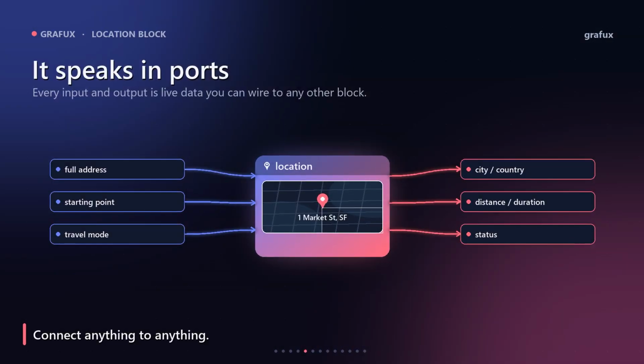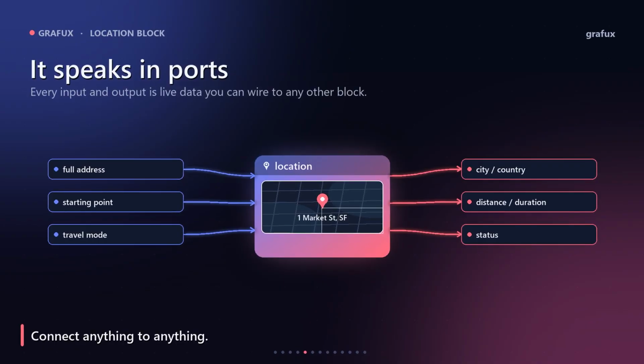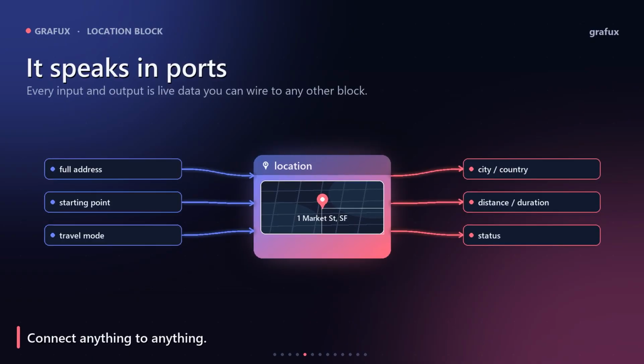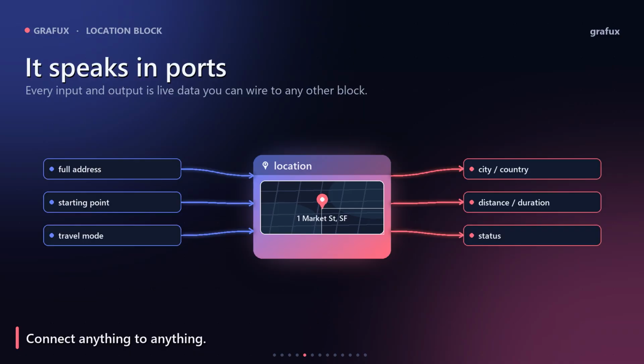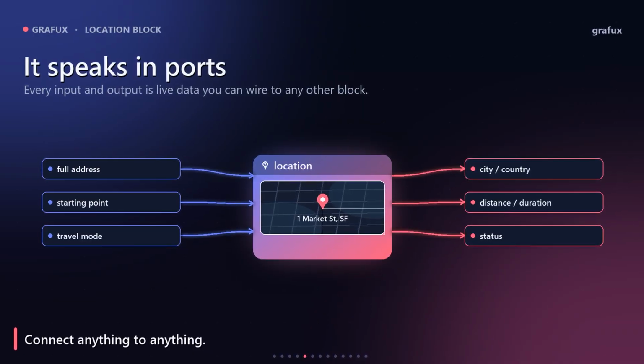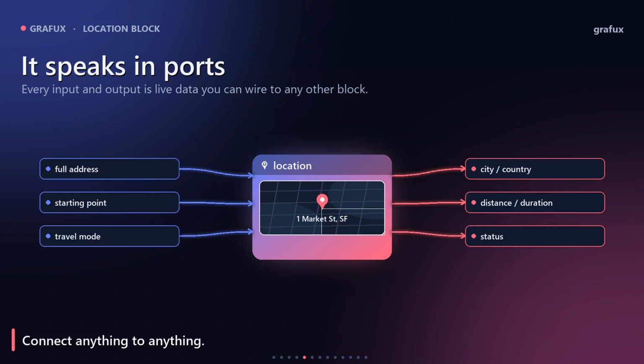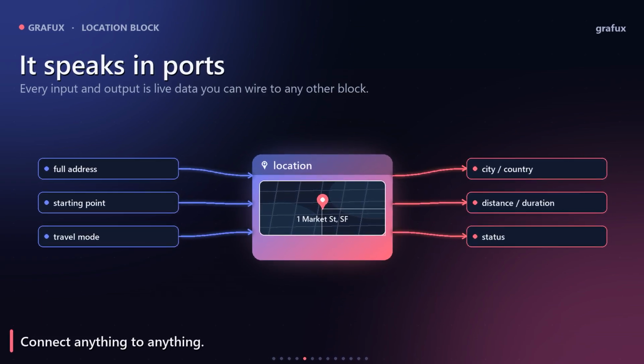Now, every block in Grafux speaks in ports. The location block takes in full address, starting point, and travel mode, and gives you back city/country, distance/duration, and status. And here's the magic. Every one of those is live data. Connect an output to another block, and it simply flows, updating the moment anything changes. That's the whole idea behind Grafux. Small, sharp blocks that snap together into something genuinely powerful.